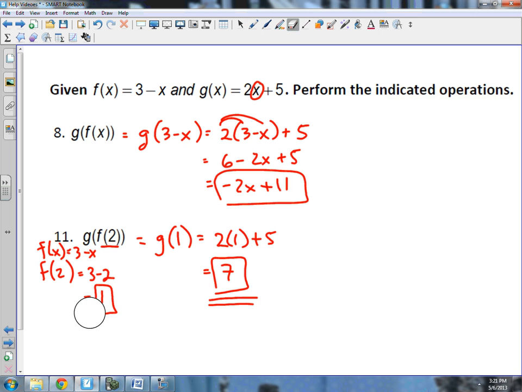Okay, I shouldn't have boxed the 1. The f of 2 ends up being 1, which I end up plugging in there. So that would be 8 and 11.